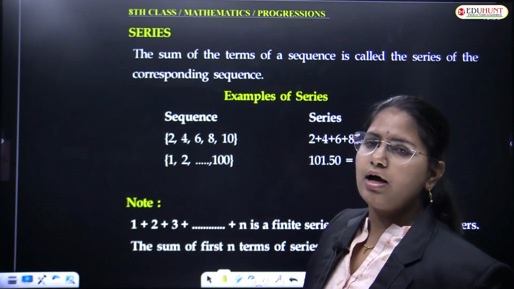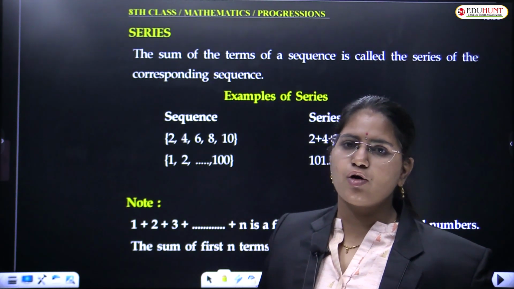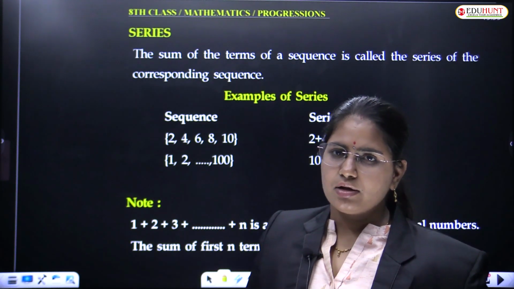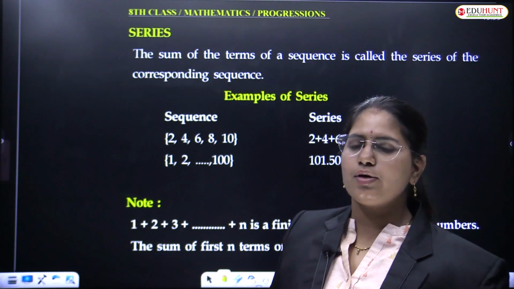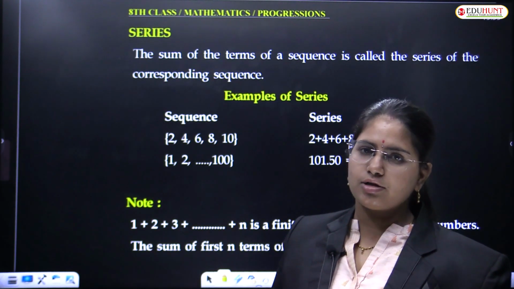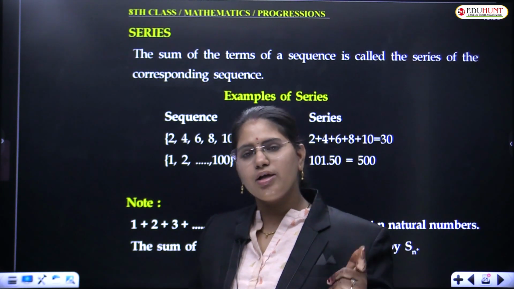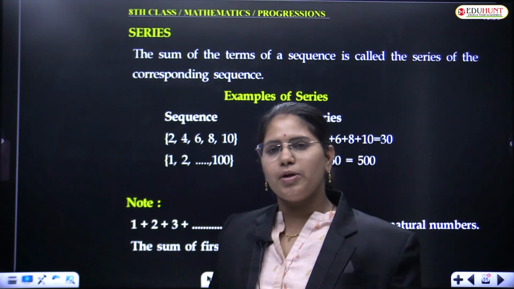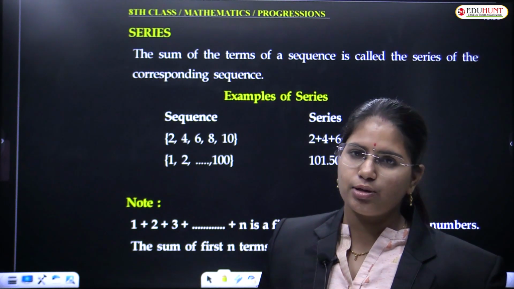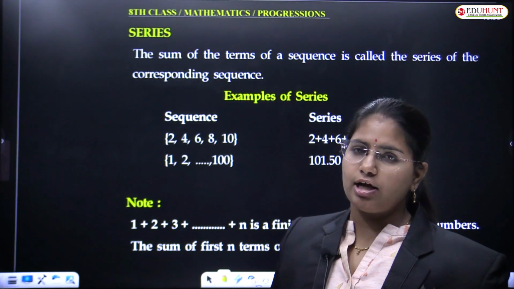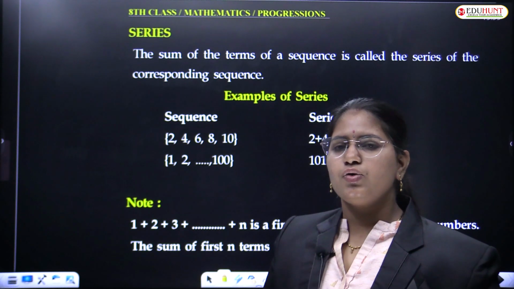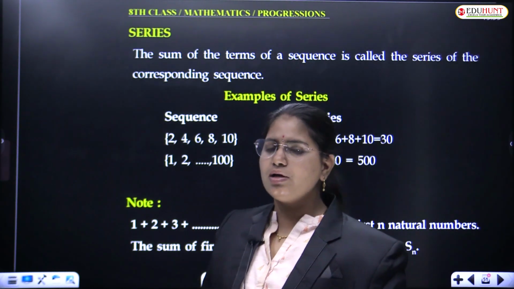A sequence is nothing but an arrangement of numbers which follow some pattern or rule. Right? I also told you about the terminologies. The first term is represented with T1, T2, T3 and so on, up to the nth place, which you represent with Tn. With the help of Tn, you can find out all the terms of a given sequence.